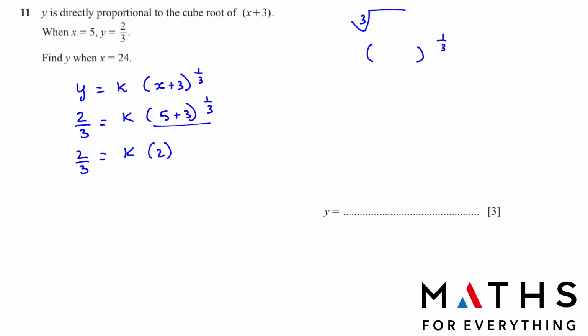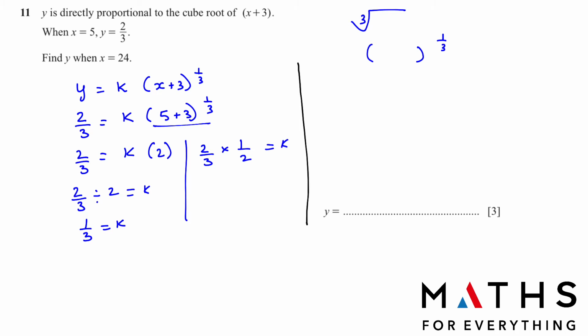This is a multiply. When we shift to the other side, it will be a divide. You can write 2 over 3 divided by 2 to get k. Or you could multiply by the reciprocal. Reciprocal of 2 is 1 over 2. Whichever way you want, the answer is going to be 1 over 3 is k. After you get your answer, you need to write down the equation again, but now you are going to replace your k value. So y is equal to 1 over 3 bracket x plus 3 to the power of 1 over 3.